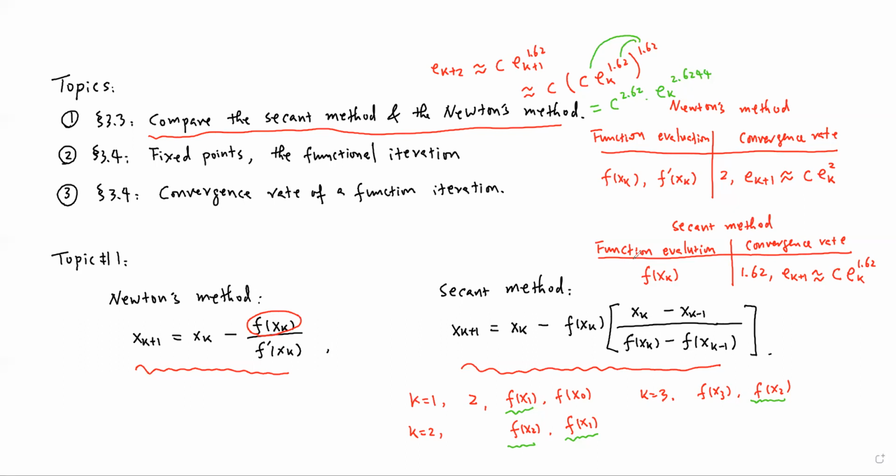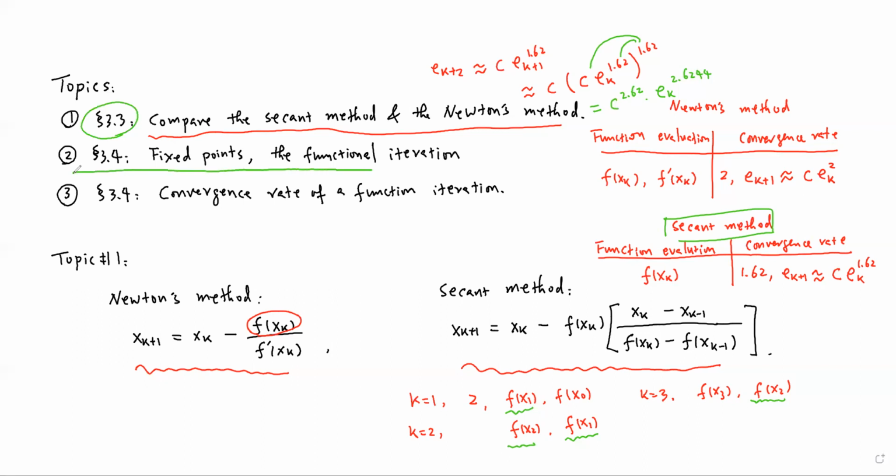So which method is better? Of course, the secant method, much faster than Newton's method. And also the secant method is practical. It doesn't need a derivative. So the conclusion is, which one is better? Of course, the secant method is better. So this is what I want to say about topic 1. Now, topic 2.